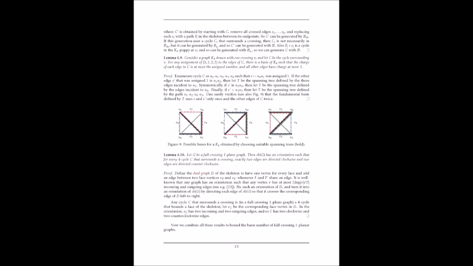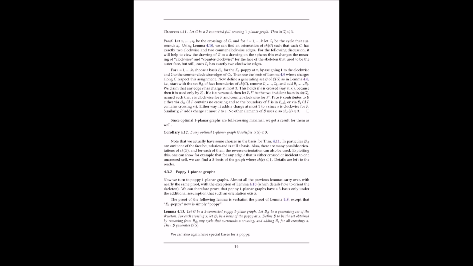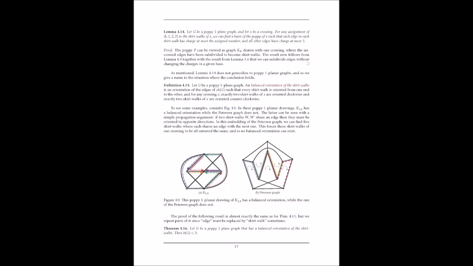So the skirt walk edges are only part of those carefully balanced Poppy bases where their charge is limited. What about the other edges in the graph? Well, any edge that's not a skirt walk is either part of the skeleton, meaning it's only used in the skeleton's generating set, or it's internal to one of the Poppy structures.